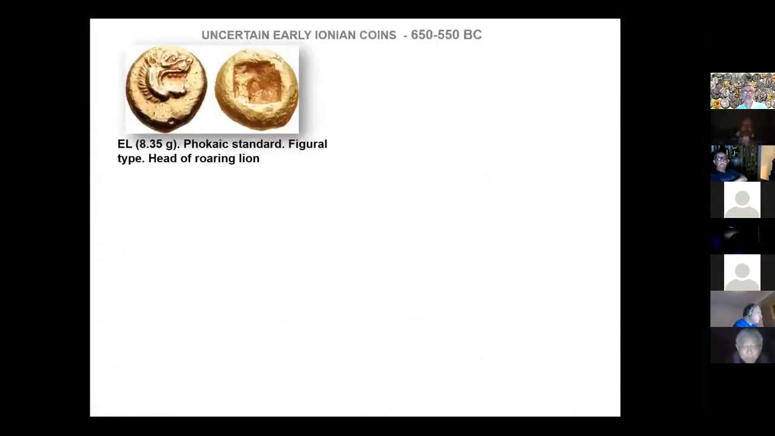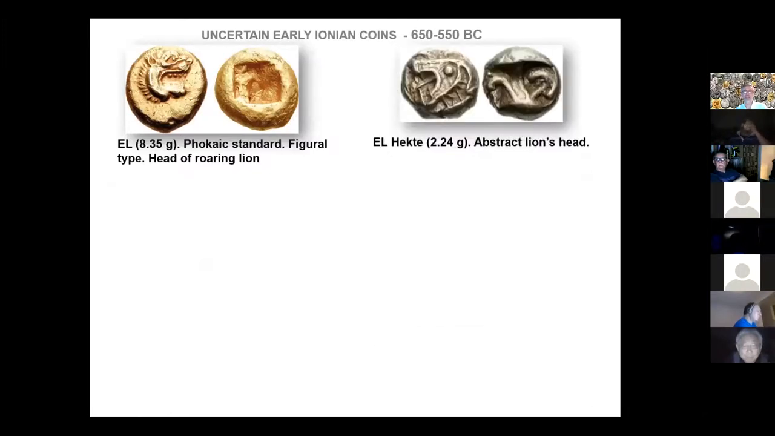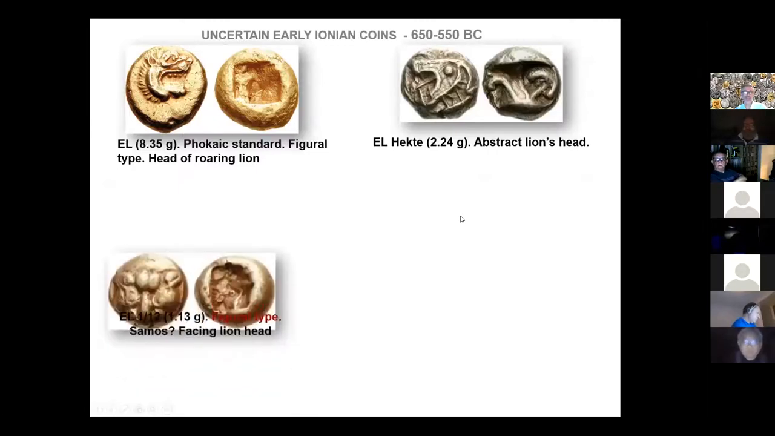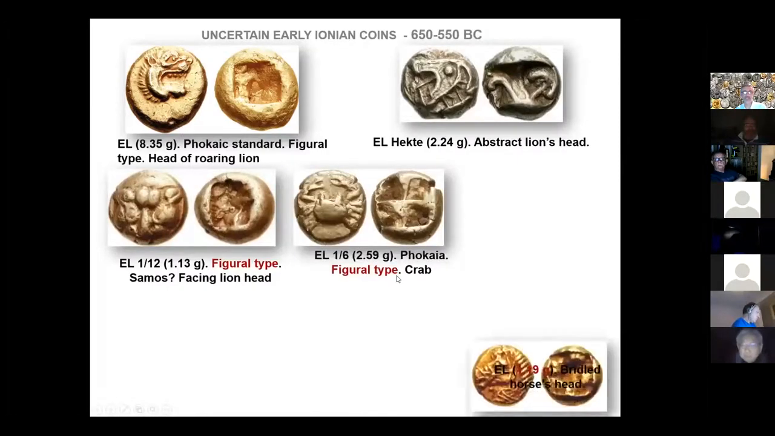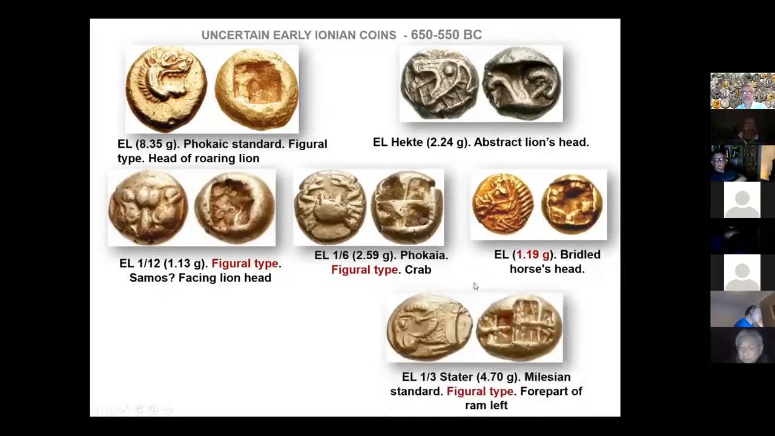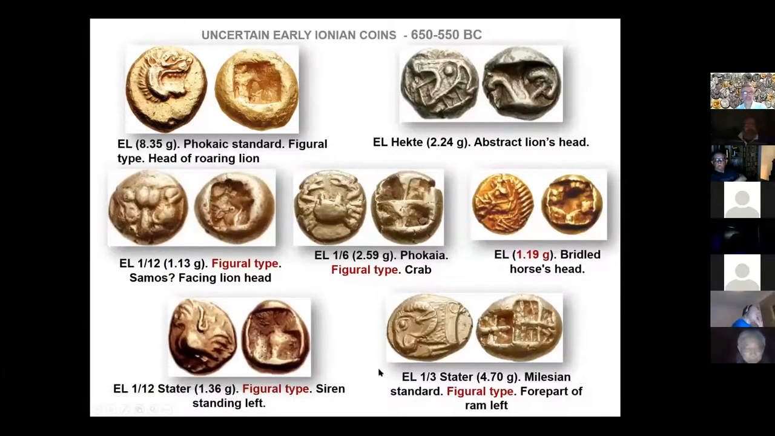More uncertain Ionian types. And if someone tells you that abstract art was created in the 19th century, don't believe them. Abstract art was known centuries ago. Facing lion head, a crab, a bridled horse, a ram, and the siren standing left, a mythological figure from the Odyssey.